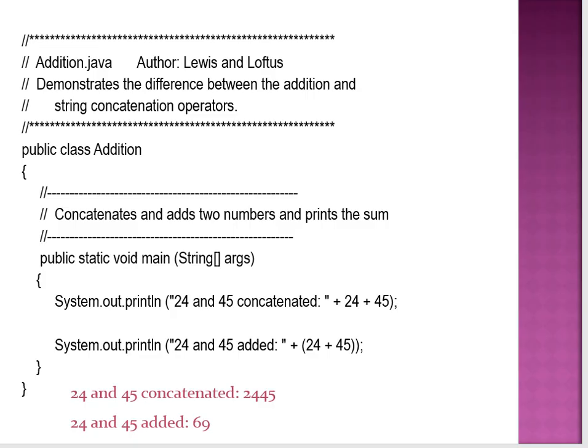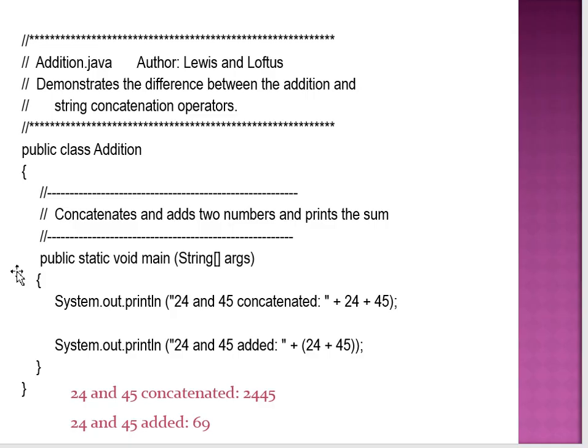Okay, so here we go. Concatenation adds two strings, whereas addition adds numbers. That's one thing to note. So how can this be differentiated in the code?